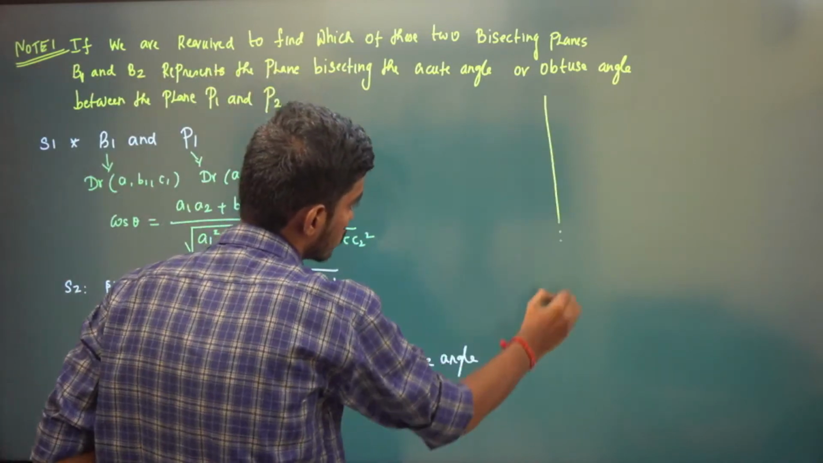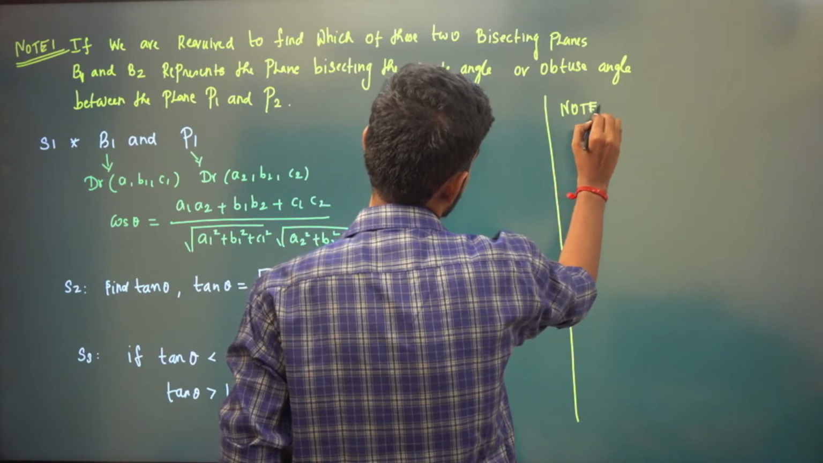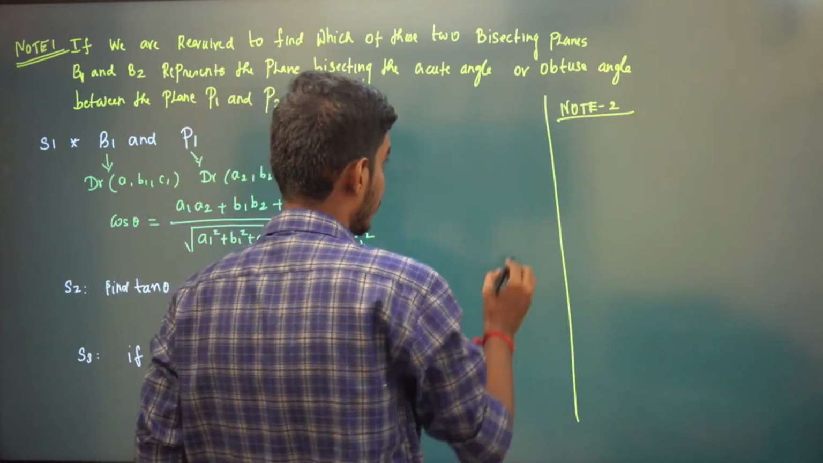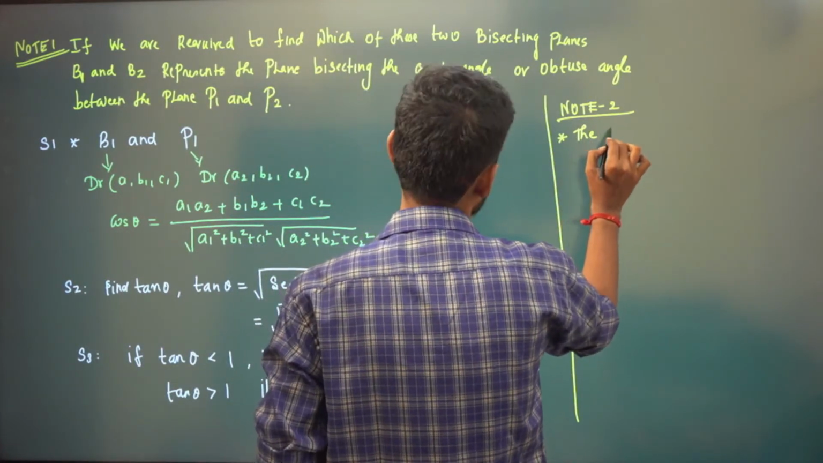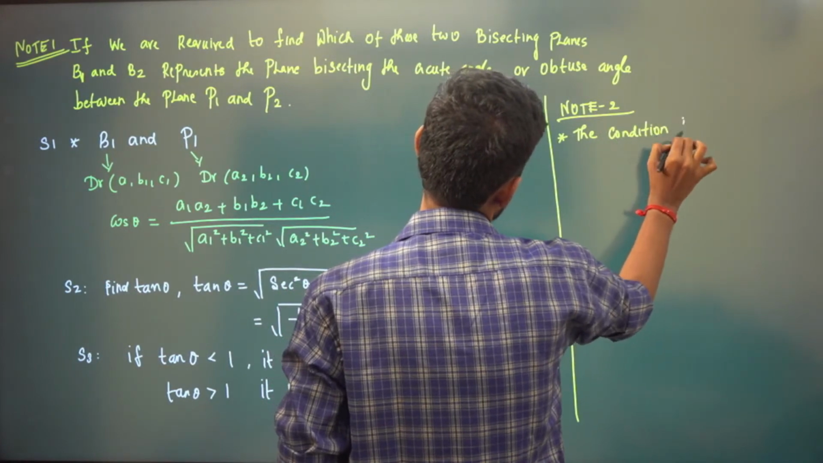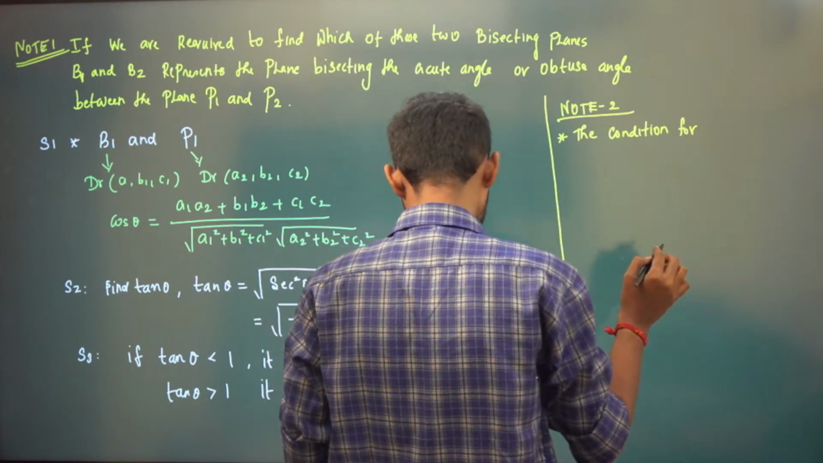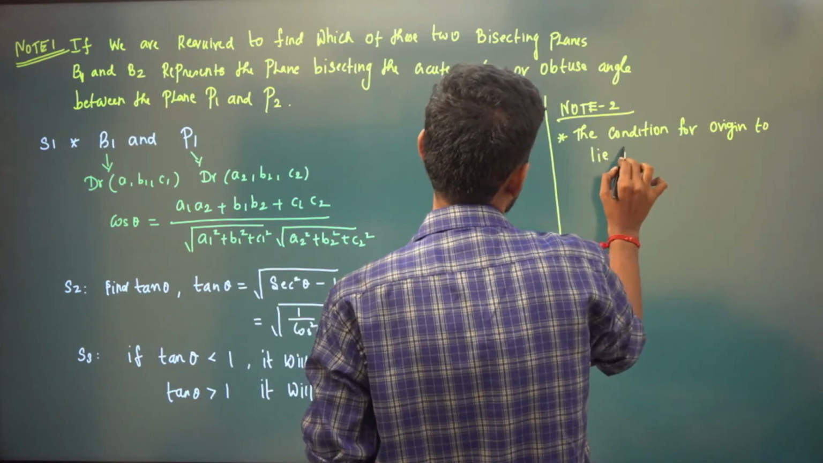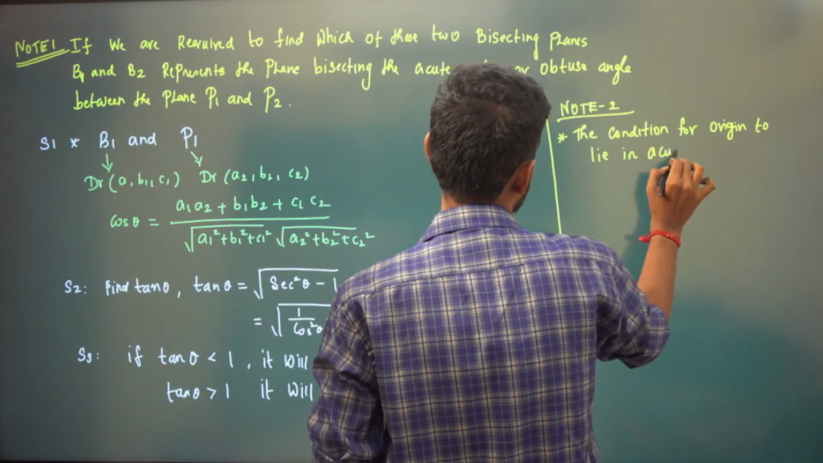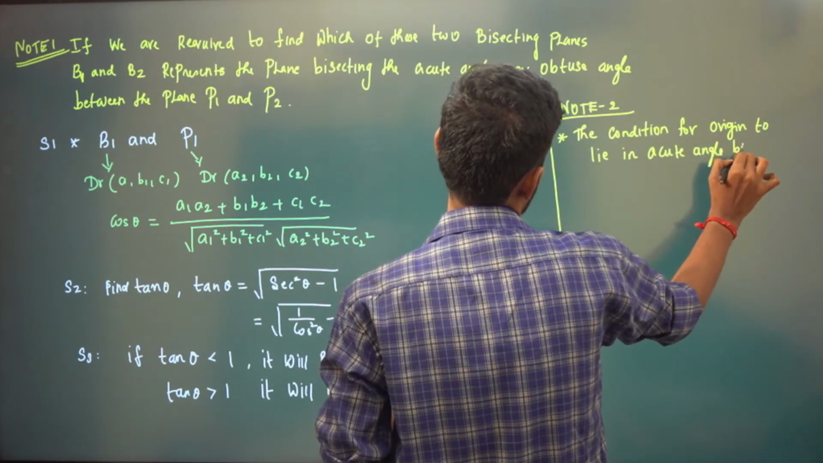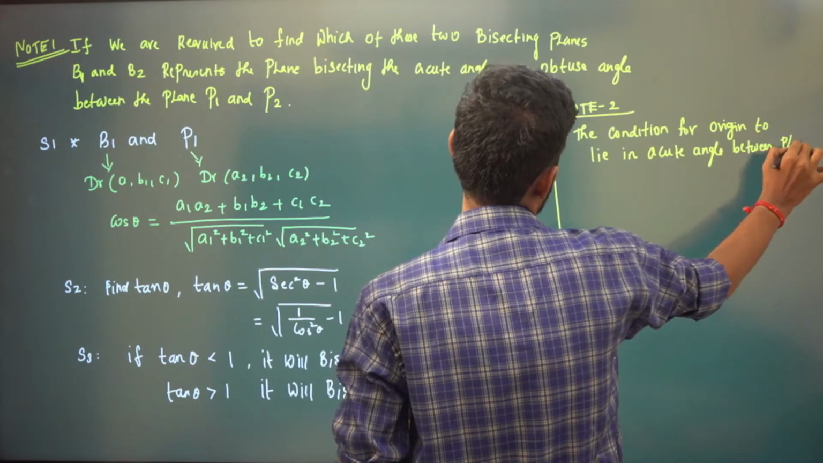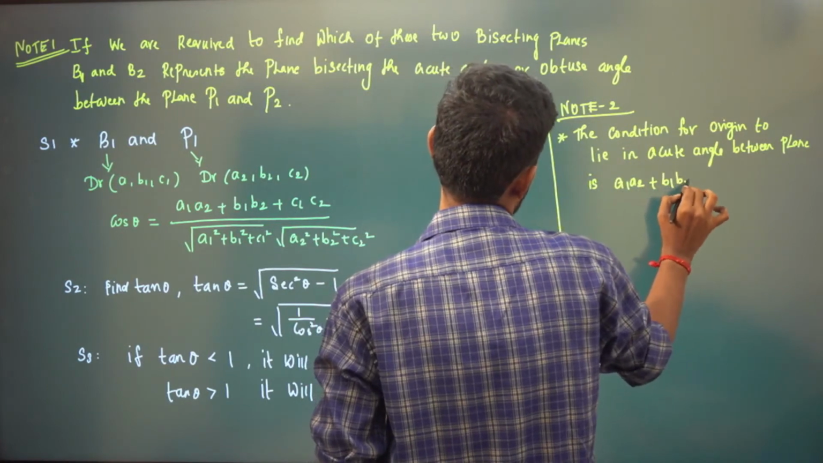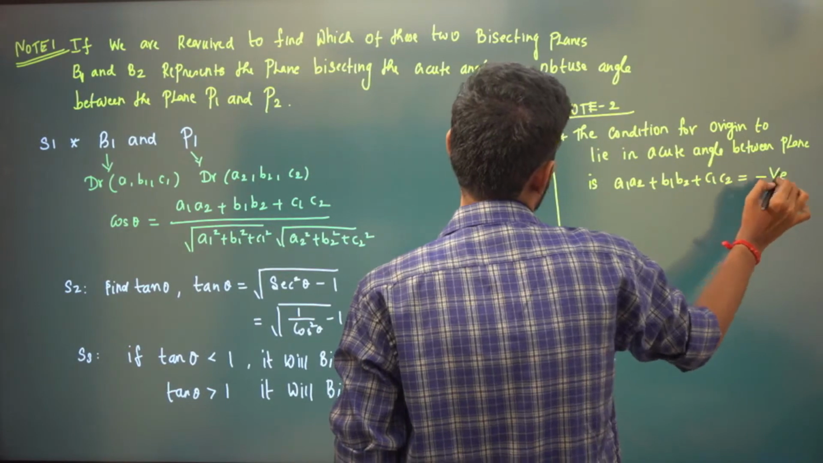Note 2 is the condition for origin to lie in the acute angle between the planes: A1 A2 plus B1 B2 plus C1 C2 is negative.